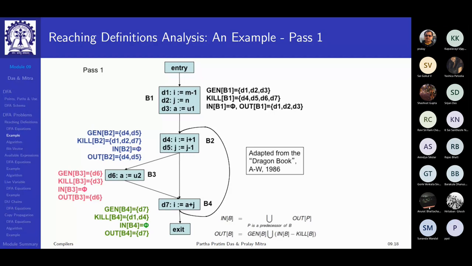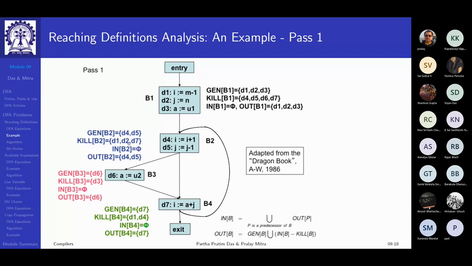If I have that, then what will be my outset? Gen union in minus kill. Obviously, here in the first iteration, since in is a null set, in minus kill will always be a null set. So outset will be the same as the gen set. In this pass, this will always happen because the inset for every basic block is null. So I have an outset which is the same as the gen.